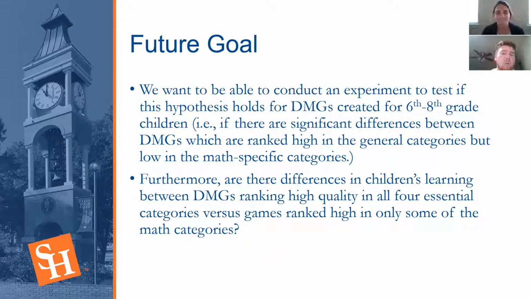So what is our future goal? Well, we want to be able to conduct an experiment to test if the hypothesis holds for DMGs created for our 6th to 8th grade math games and our children. Is there a significant difference between DMGs which are ranked high in the general categories but low in the math specific categories? Furthermore, are there differences in children's learning between DMGs ranking high quality in all 4 essential categories versus games ranked high in only some of the math categories?